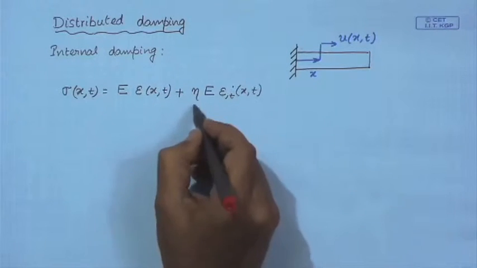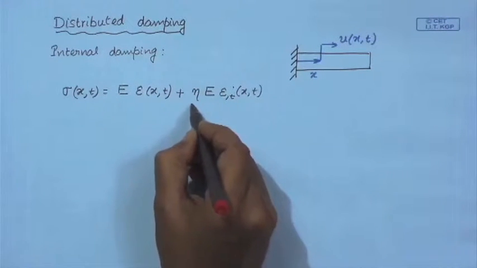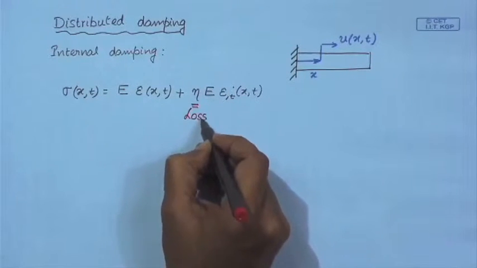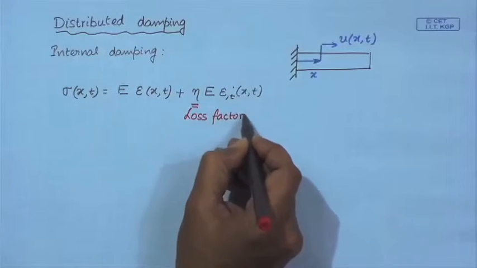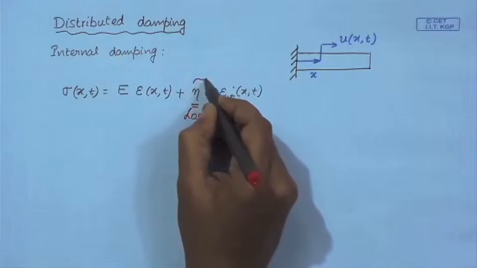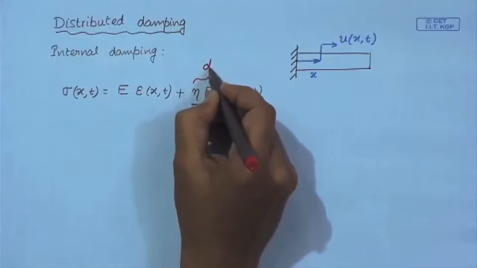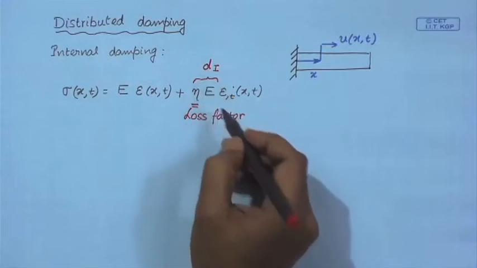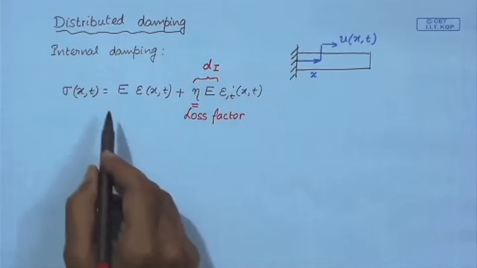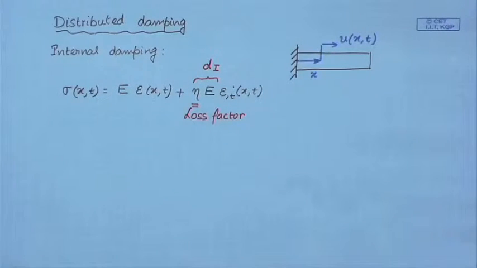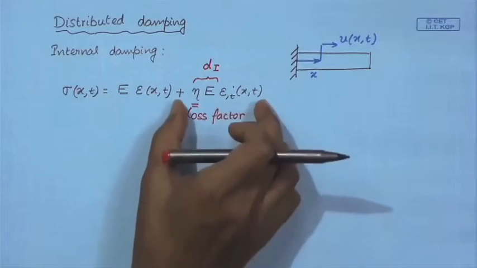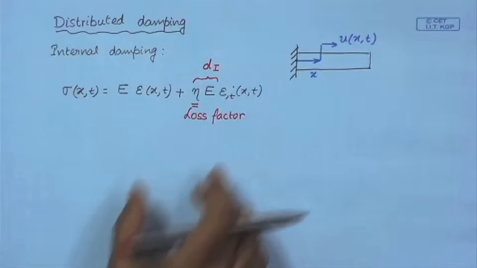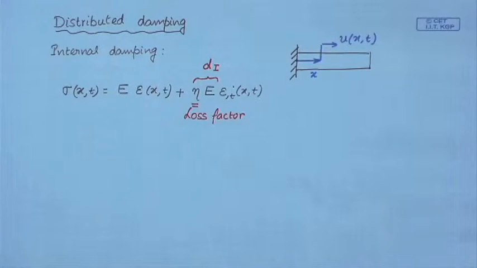Now, this term, this factor, is known as the loss factor, and the product of these two terms may be represented as d I, the coefficient of internal damping. So, what we have done is we have introduced in our constitutive relation this additional term, which we will see how this works as internal damping.